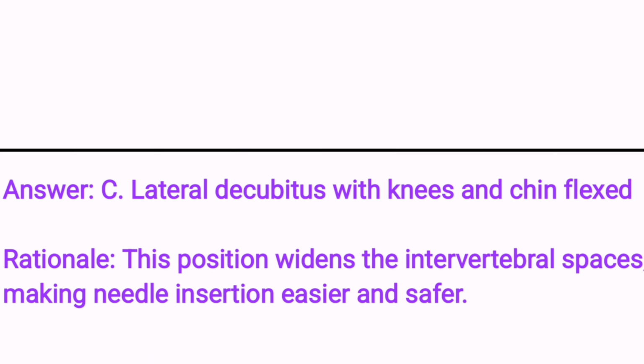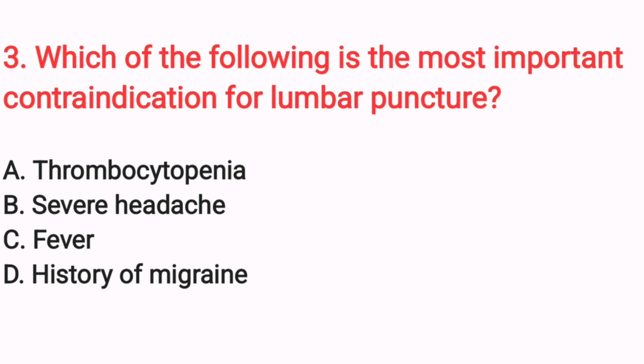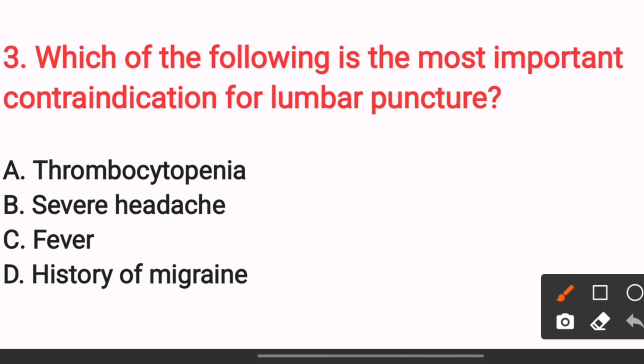Next, which of the following is the most important contraindication for lumbar puncture? Option A, thrombocytopenia. Option B, severe headache. Option C, fever. Option D, history of migraine. The answer is option A, thrombocytopenia.